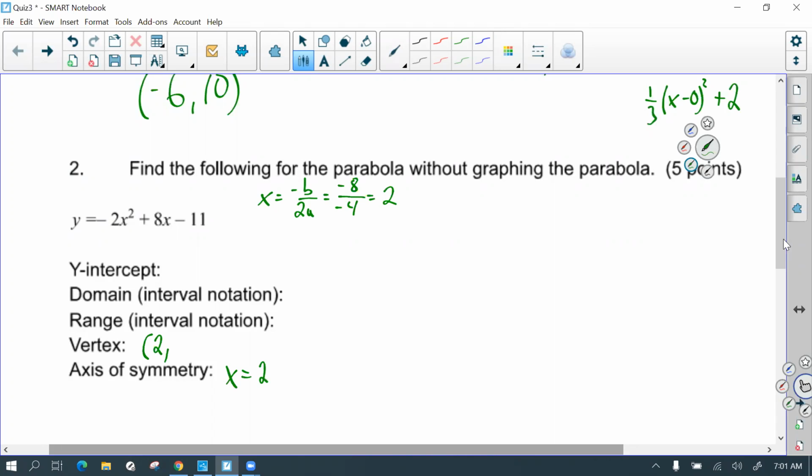So now I need to find the y part of the vertex. And I'll just do a little synthetic division here. So it looks like the y value is negative 3. This is using the remainder theorem.